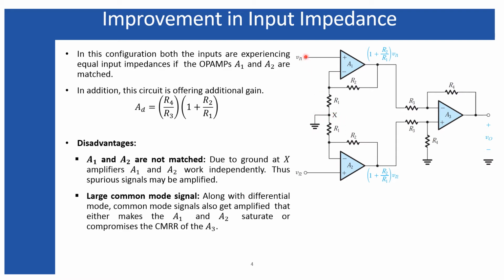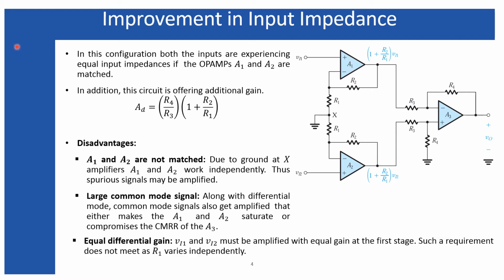So in addition to the differential mode signal, the common mode signal may also be amplified, and if the common mode signal is large enough, it can make these two operational amplifiers, or any one of them, go into saturation mode. So that makes a major problem for such a configuration.